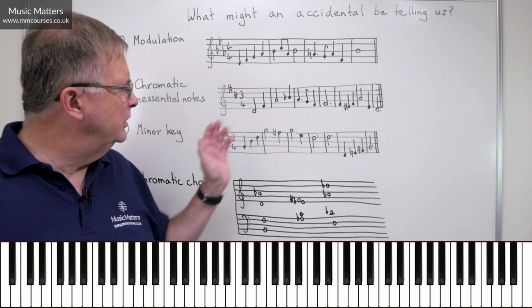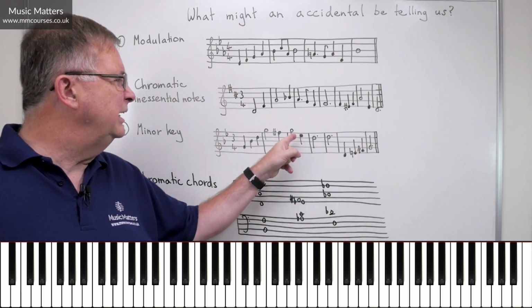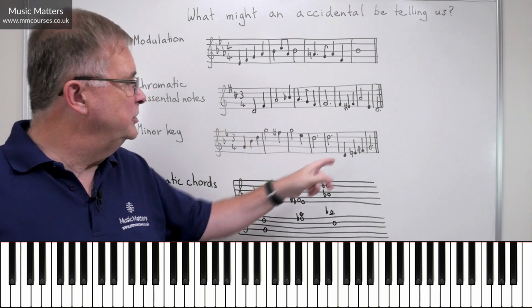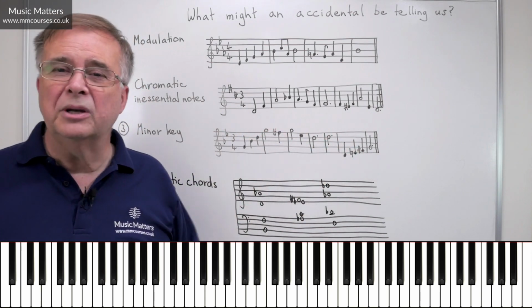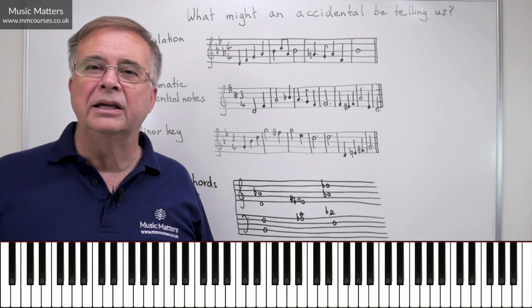So you might even be looking at a piece thinking, well, that's a bit strange. I've got E natural there and I've got E flat here. You might even find you've got F sharp somewhere and F natural somewhere else. That's because it's using a bit of a mixture of the melodic minor scale.